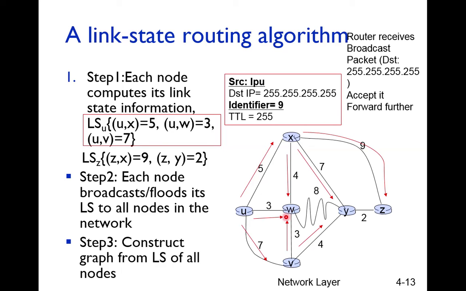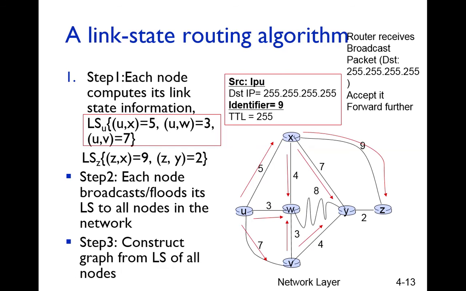When it is forwarded to W, it will have the same source IP address, IP U, and identifier 9. So from the source IP address and identifier, W can identify that this message is a duplicate. If it is a duplicate, it will not accept it, it will not forward it, it will discard it directly. Why? Because it is already received from U. Similarly, when V forwards the message to Y, Y has already received the message from X. So by using the source IP address and identifier, Y can identify that this message forwarded from V is a duplicate, so it will be discarded.